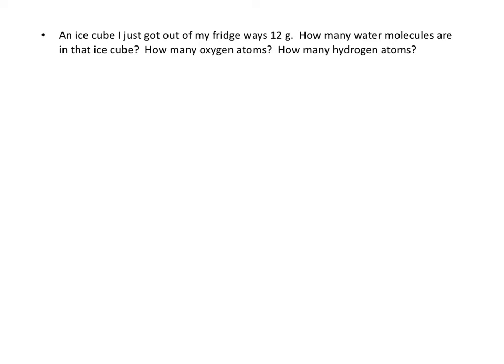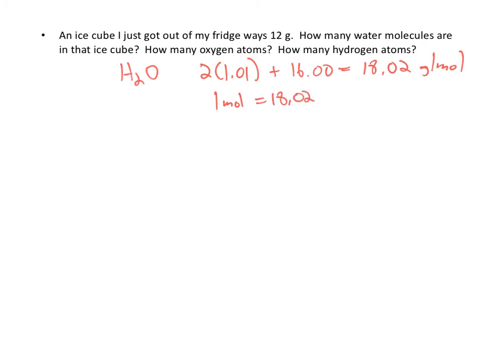So going from mass to molecules is going to be 2 steps. I have to go through moles first. So I need to get that mass into moles, and then I can go from moles to molecules. So to go from mass to moles, I need to use the molar mass. So water, of course, is H2O. So 2 hydrogens, 2 times 1.01, 1 oxygen. So that has a molar mass of 18.02 grams per mole. Or again, I like to write that as 1 mole is equal to 18.02 grams.